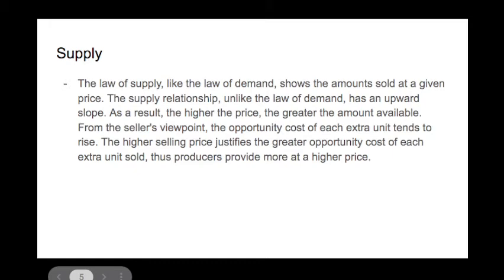And the law of supply, like the law of demand, shows the amount sold at a given price. The supply relationship, unlike the law of demand, has an upward slope. As a result, the higher the price, the greater the amount available. From the seller's point of view, the opportunity cost of each extra unit tends to rise. The higher selling price justifies the greater opportunity cost of each extra unit sold. Thus, producers provide more at a higher price.